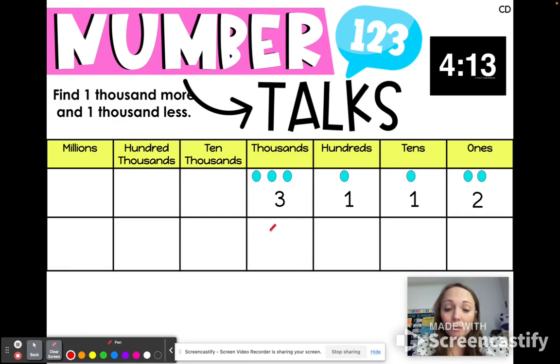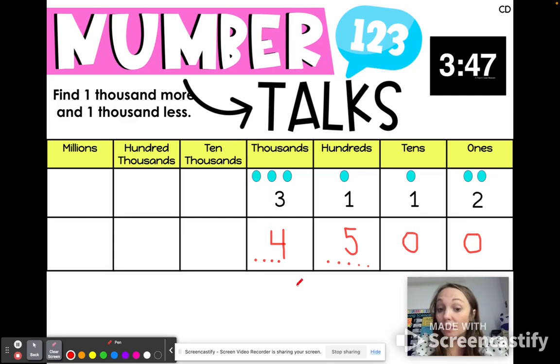Try it now with 4,500. What is 1,000 more than 4,500? You can draw your disc. 1, 2, 3, 4. 1, 2, 3, 4, 5. Now you're only adding an additional 1,000 disc. So looking at this, where would I put my 1,000 disc? In the thousands. And when I do that, it becomes a 5.